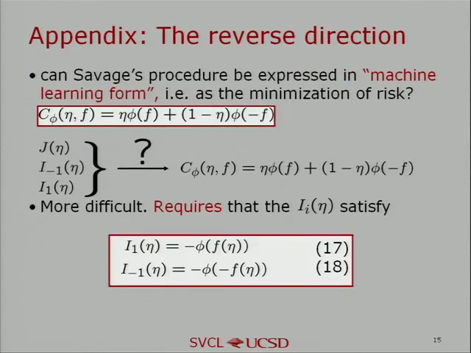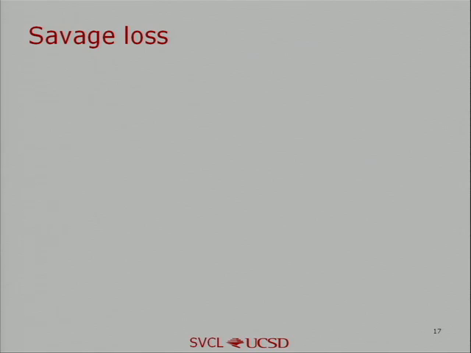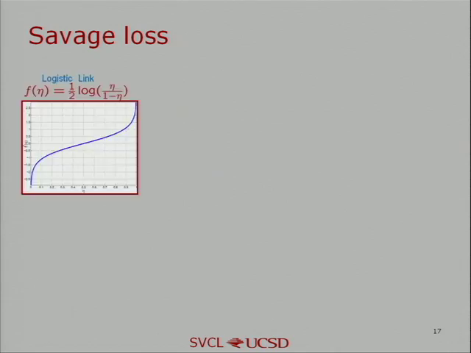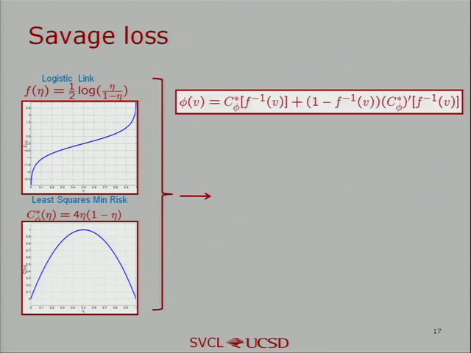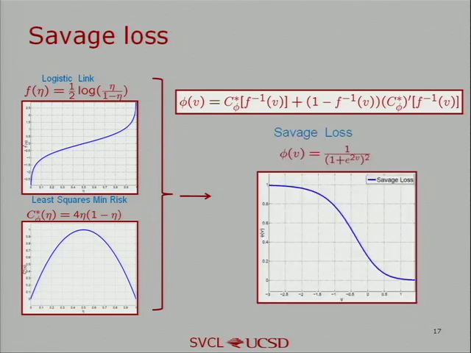So I'm going to skip over these, but we're going to go over an example of actually using the formula and deriving a novel Bayes consistent loss function. Here we're going to derive the Savage loss. So let's say we start off with the logistic link function that we actually saw in the exponential loss as well. And we pair it with the least squares minimum risk. And these two satisfy the symmetric constraints. All we have to do is take these and put them into the formula. And we derive a novel loss that we called the Savage loss.